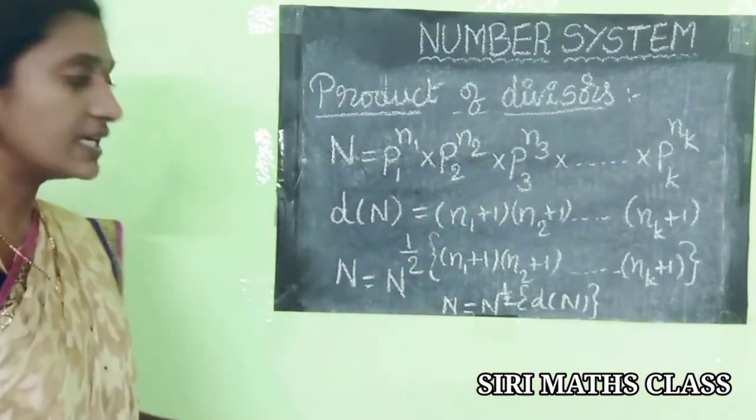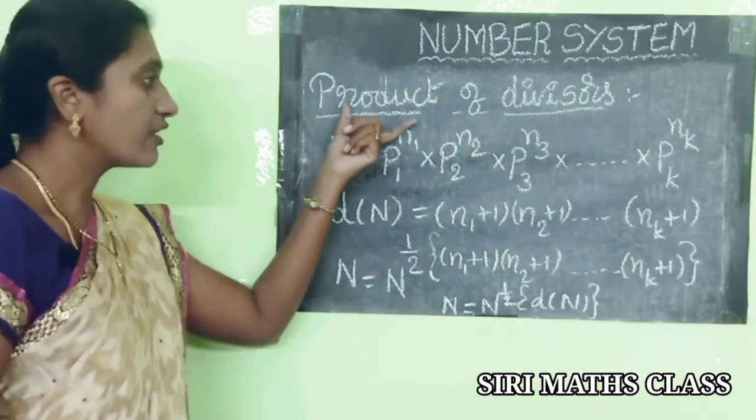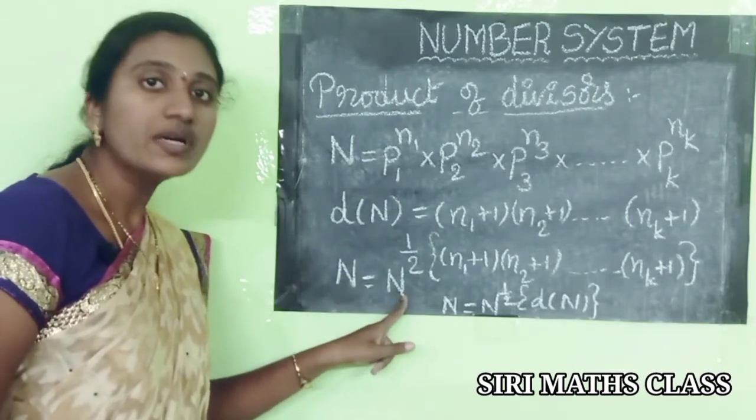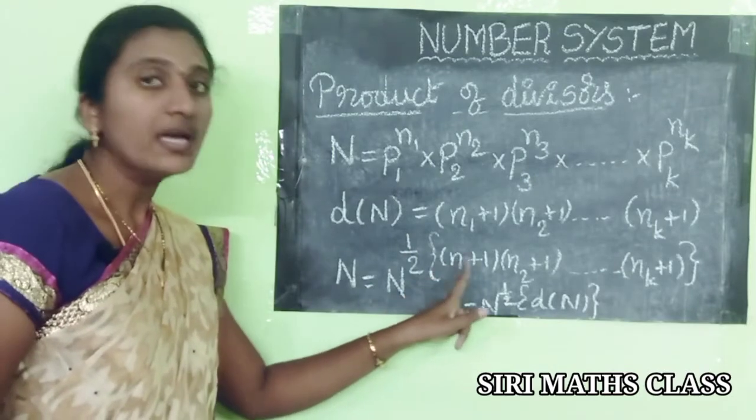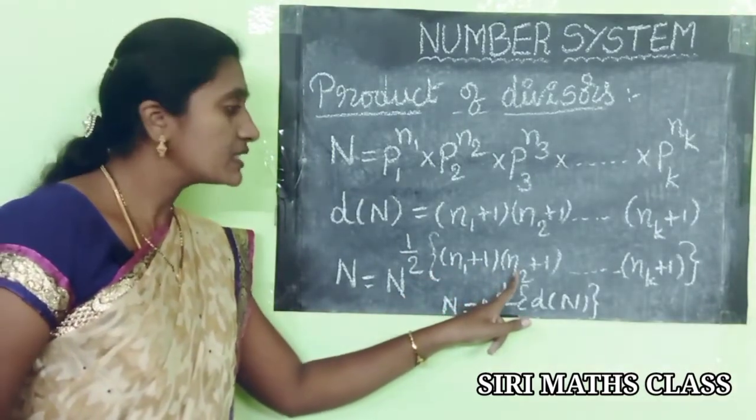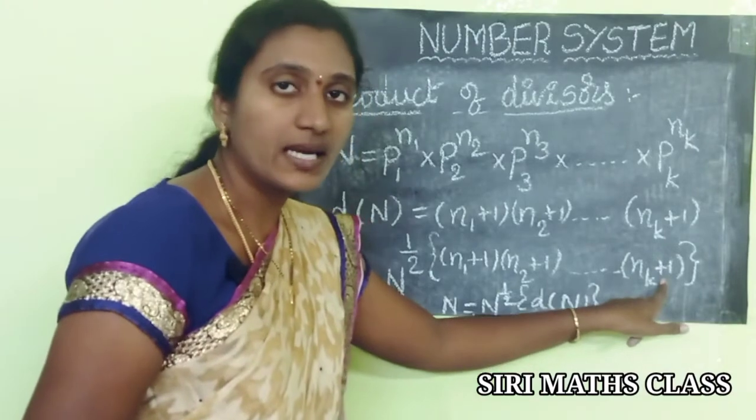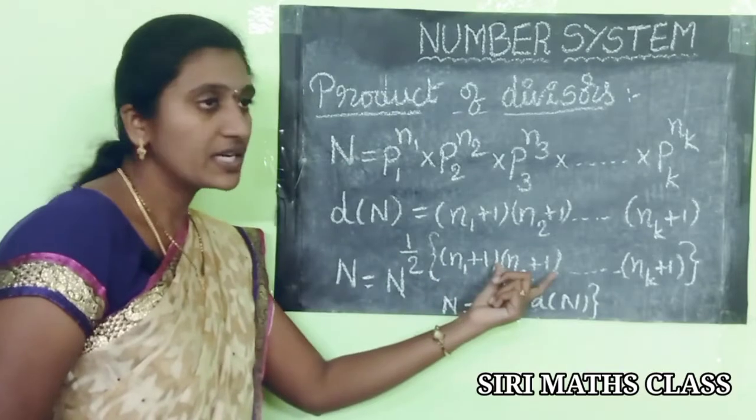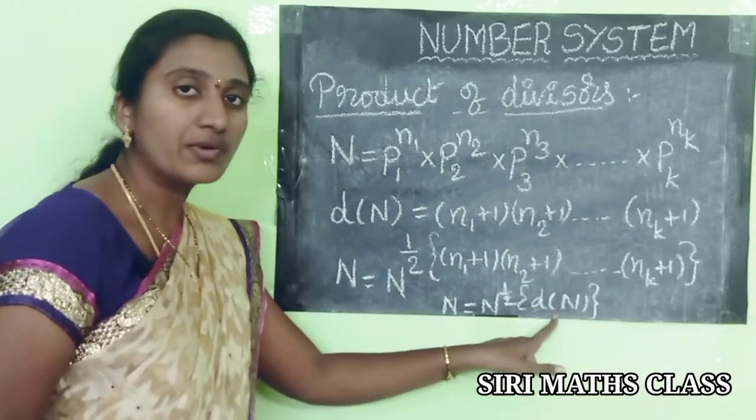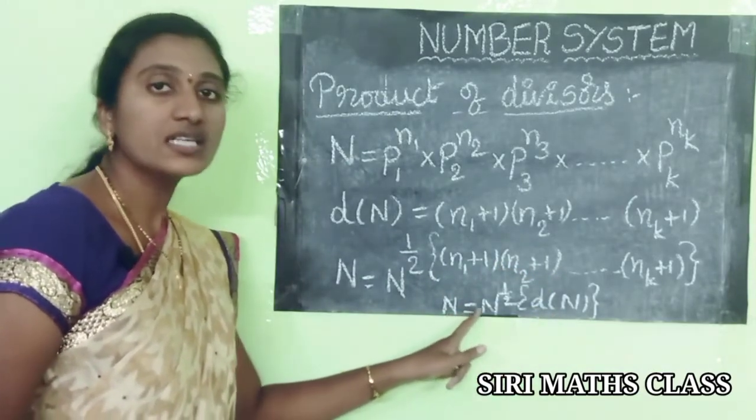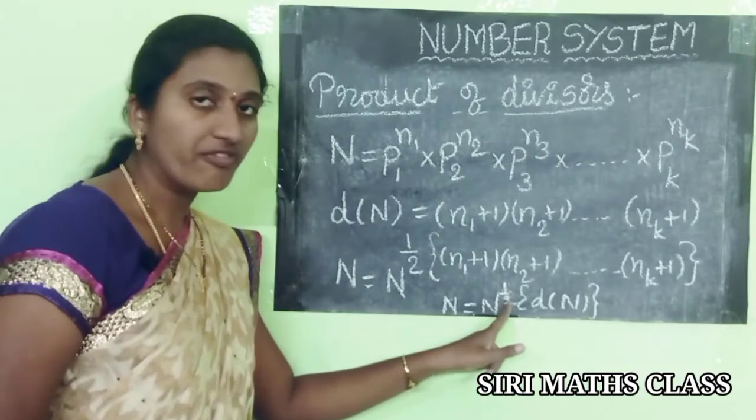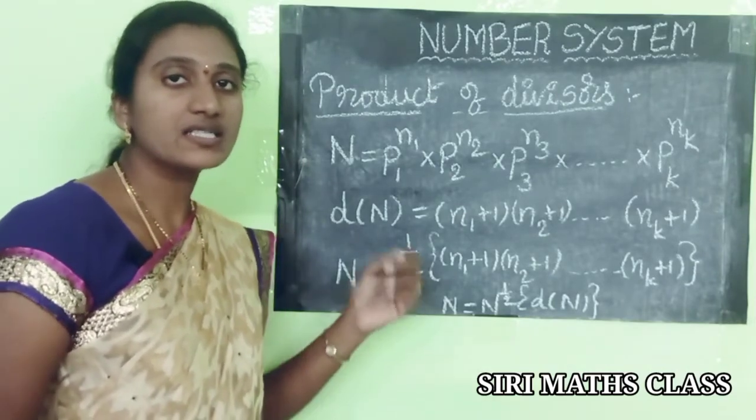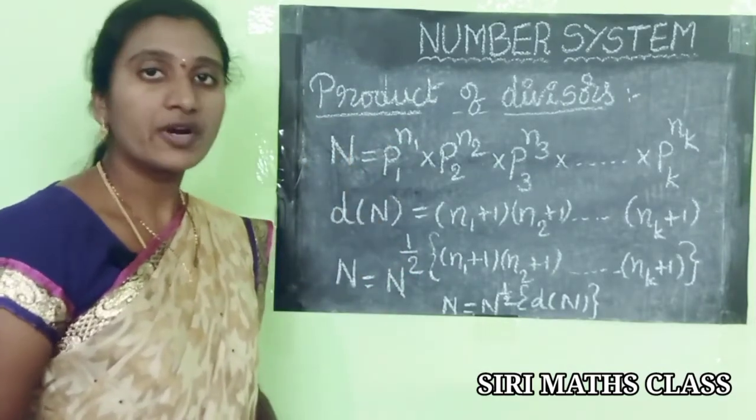What is the product of divisors formula? N is a natural number, and the product equals N to the power of 1 by 2 into N1 plus 1 into N2 plus 1 and so on Nk plus 1. These are all in the form of d of n, so we simply note down N to the power of 1 by 2 into d of n. See here one example, and we can solve and find the product of divisors.